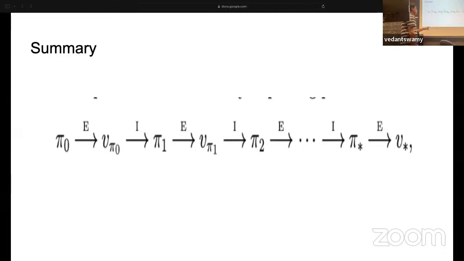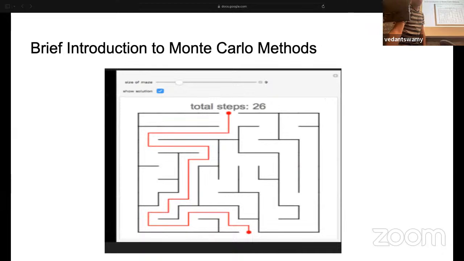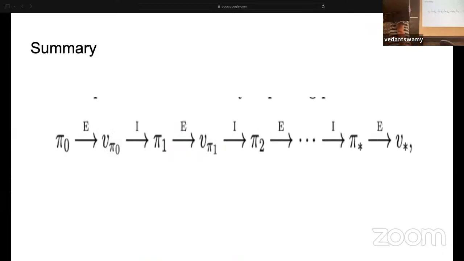So just to summarize, we have a policy, evaluate it, find the value V pi naught, then improve it to generate a new policy pi1, evaluate it again, improve it, and evaluate until it converges to a particular value to get the optimal policy pi. So that was dynamic programming.